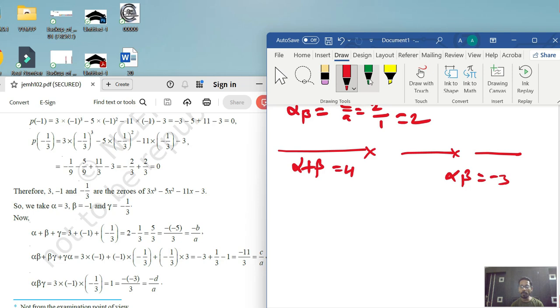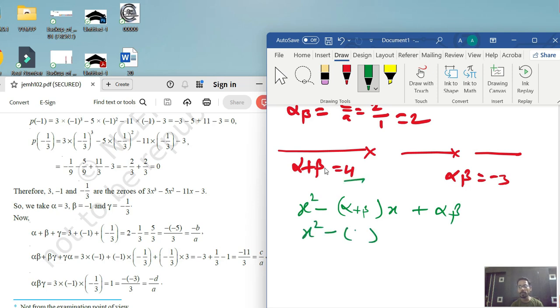So if alpha plus beta and alpha beta are given, as I told you, the equation will be x square, then minus sign, alpha plus beta, then x, then alpha beta. So simply we can write x square minus, the value of alpha plus beta is 4, x, and the value of alpha beta is -3. So we can write x square minus 4x plus minus 3, that will be the result.